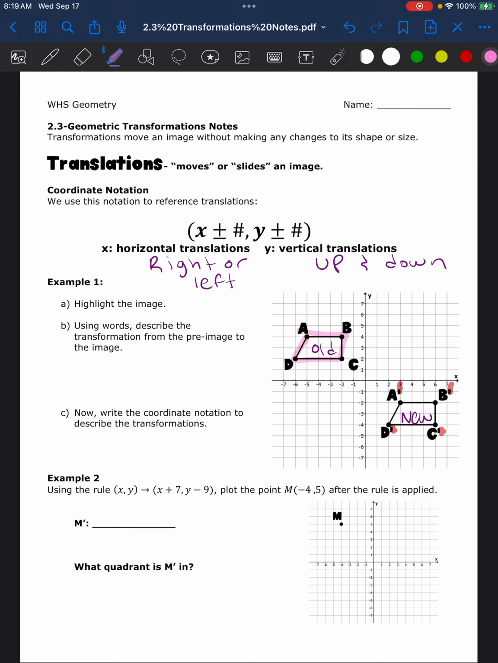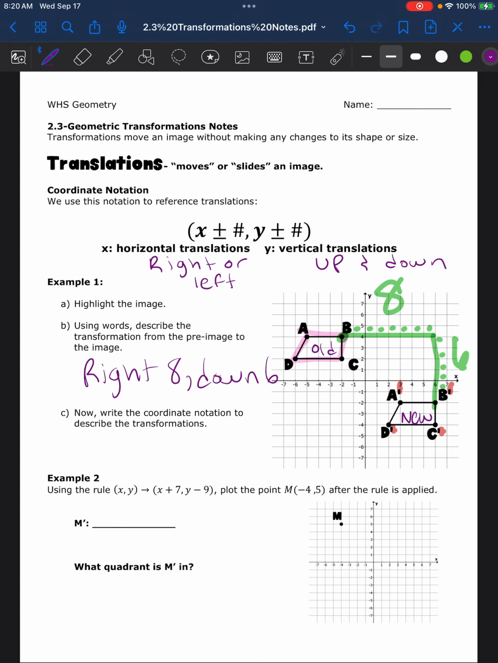And then it says using words describe the transformation. So I'm going to pick a point. Let's say we pick point B. So point B to B', we're just going to count across. 1, 2, 3, 4, 5, 6, 7, 8. And then we'll count down. 1, 2, 3, 4, 5, 6. So that means we went to the right 8, and we went down 6. And that would just be in words.